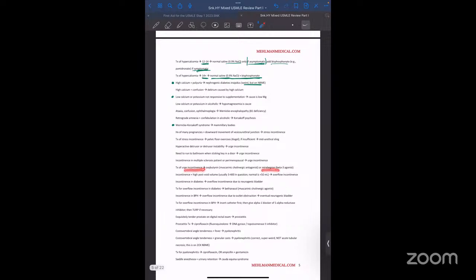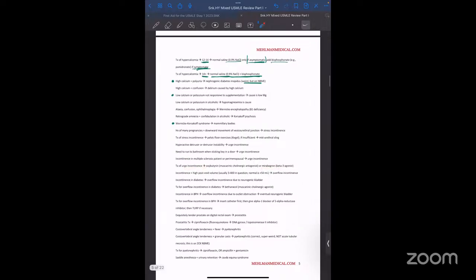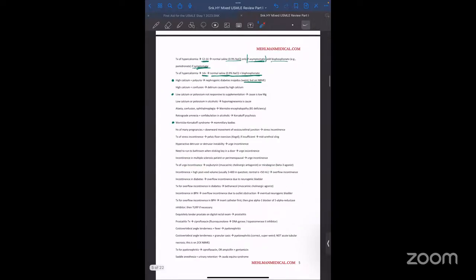Mirabegron and urge incontinence. Then incontinence plus high post-void residual volume, usually 300 to 400 in question. Normal is less than 50, then it's overflow incontinence. Incontinence in diabetes, overflow incontinence due to neurogenic bladder. One more time, incontinence plus high post-void residual volume, if it's 300 to 400 in question, then it is overflow incontinence.